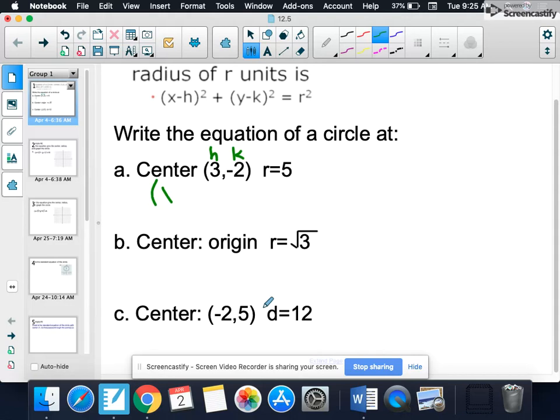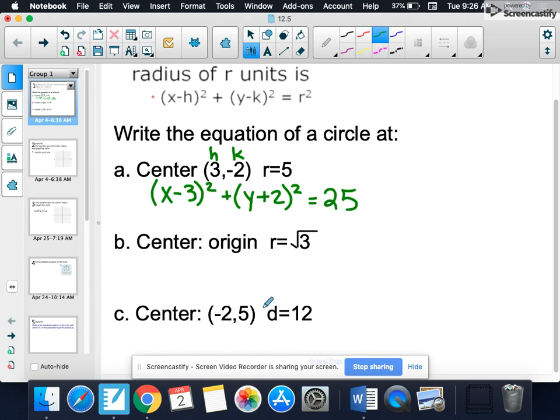So I'm going to have x minus 3 squared plus y, and now minus a negative 2 will become plus 2, and then squared. And we have to square our radius. So I'm going to do 5 squared, and that will give me 25. So that is the equation of my circle.